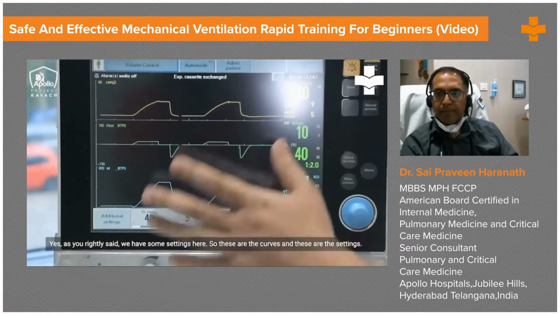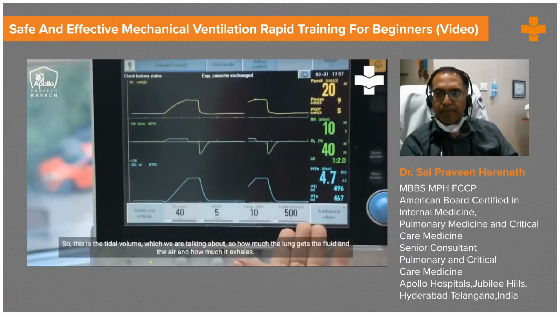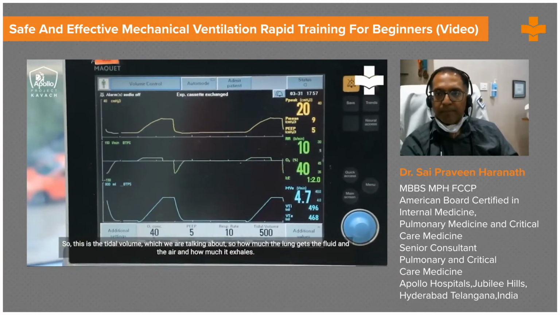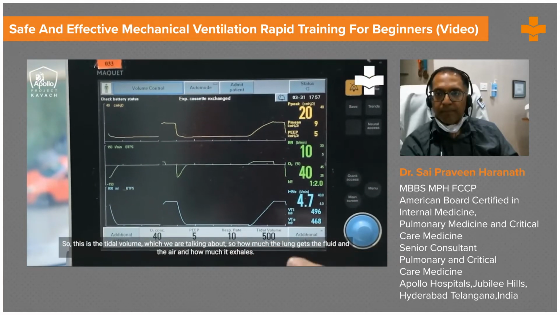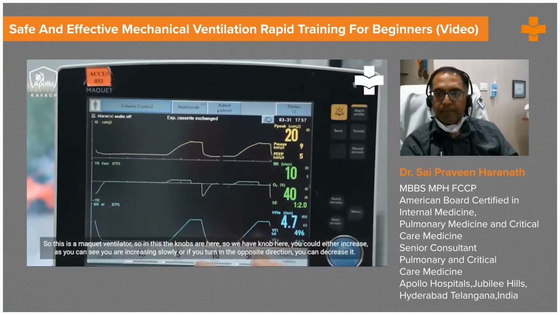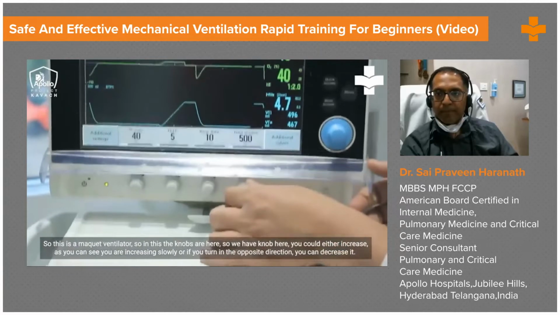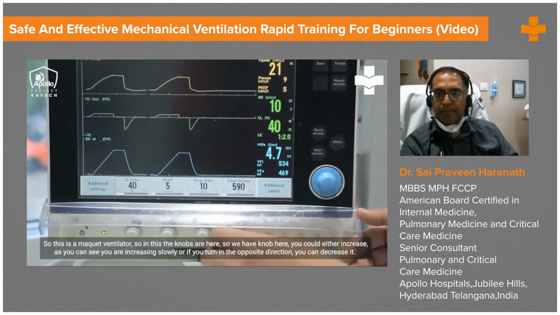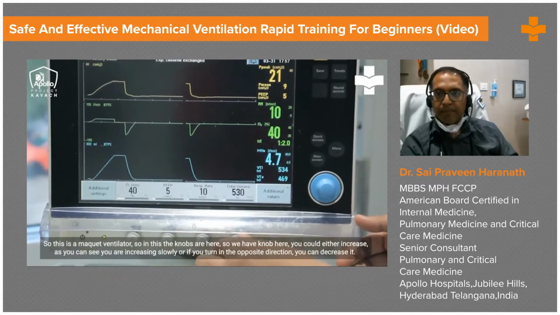So these are the curves and these are the settings. This is the tidal volume which we are talking about, how much air the lung gets and how much it exhales. With this knob, on this Mac ventilator, you can increase the volume slowly, or if you turn towards the opposite side, you can decrease it.